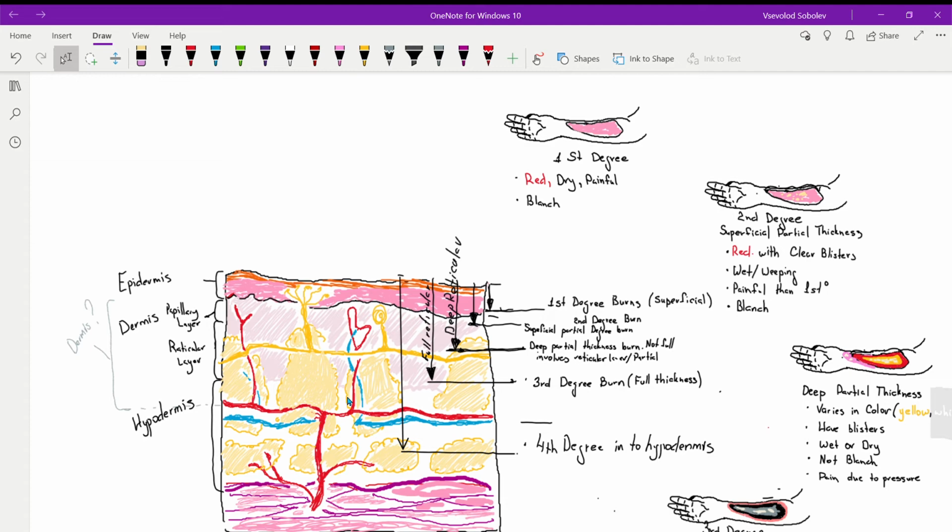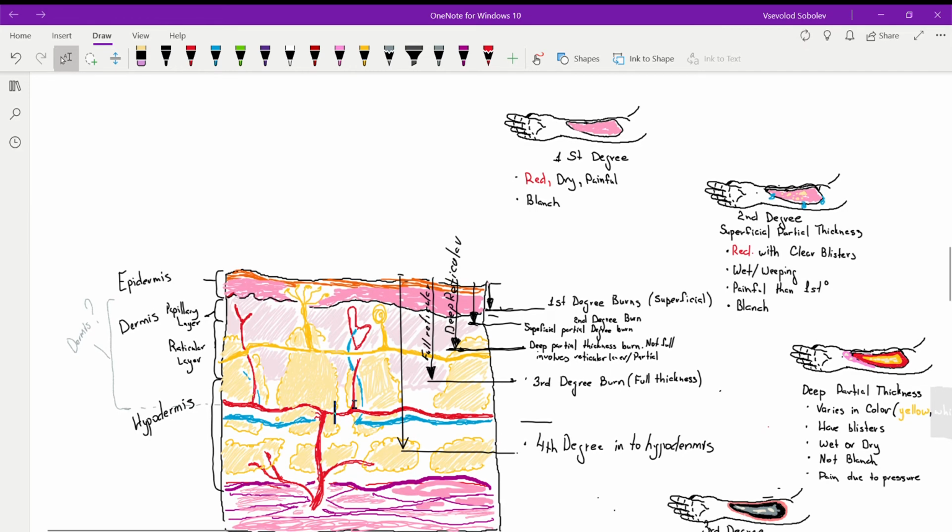And we go to second degree, superficial partial thickness burn. It occurs to that papillary layer. So this is papillary layer, and it is damaged. Again, what's going to happen there? We will see blisters. It's red. It's wet. We can draw some wetness. Painful because the nerves are still present. It's just injured. And it is blanching with pressure.